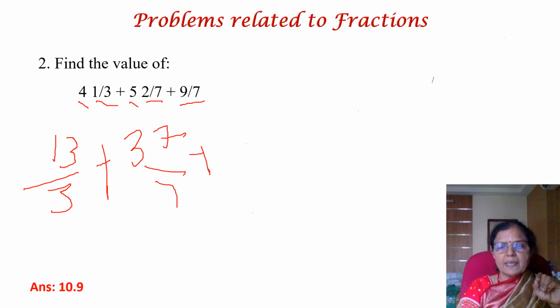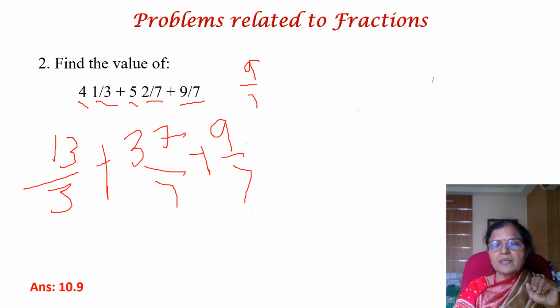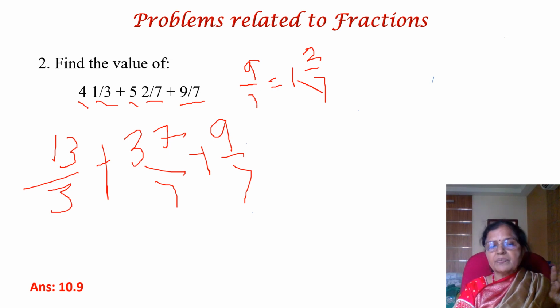Plus 9 by 7. See, 9 by 7 is in the form of a fraction but an improper fraction. 9 by 7 can also be written as 9 divided by 7 is equal to 1, 2 by 7. So this is mixed. So 1 into 7, 7 plus 2, 9, 9 by 7. So now we have converted all the mixed fractions into simple fractions.